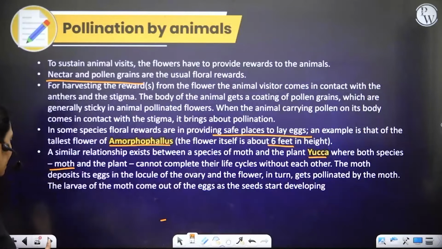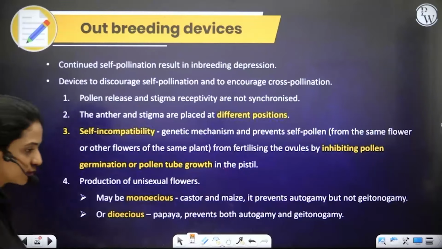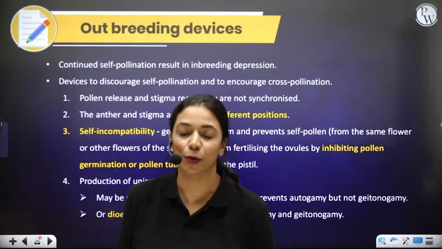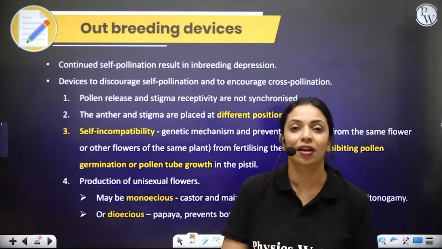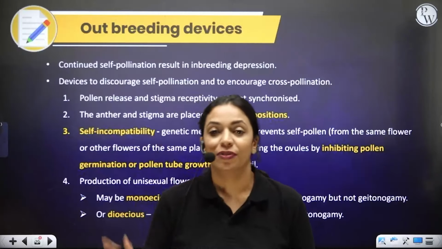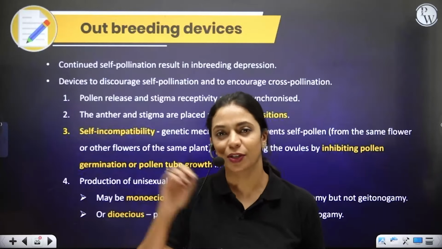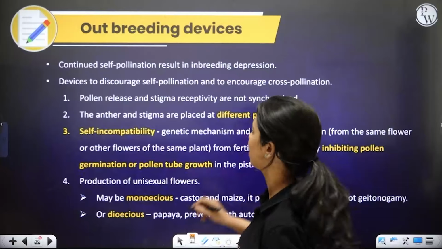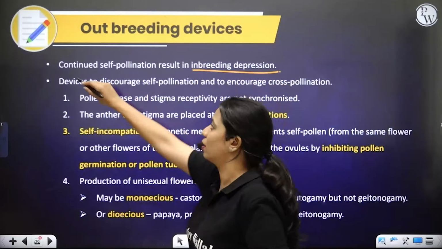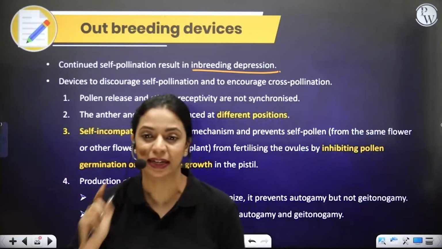Okay, so these are some examples. Now we learnt about self-pollination and cross-pollination. Self-pollination, if it happens over a period of time continuously, then it will result in something called inbreeding depression. Continued self-pollination will cause inbreeding depression.